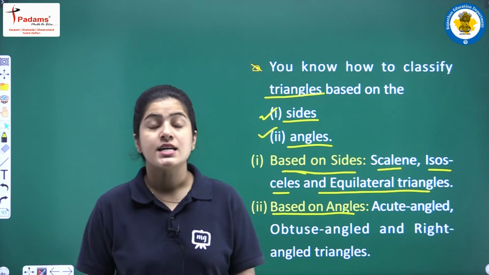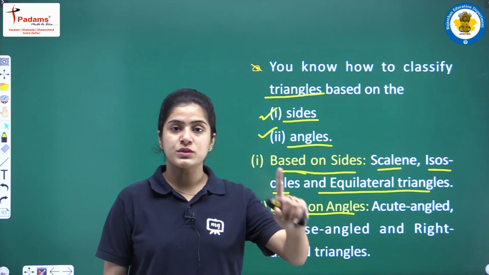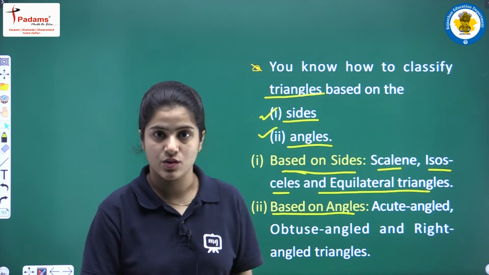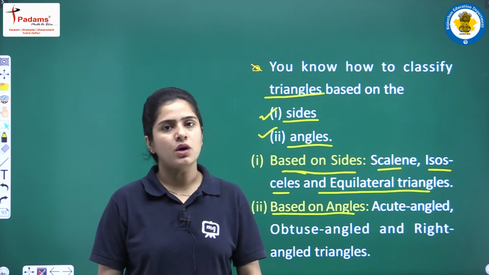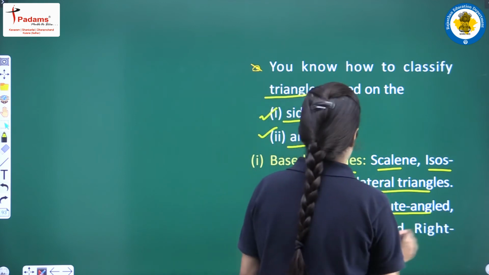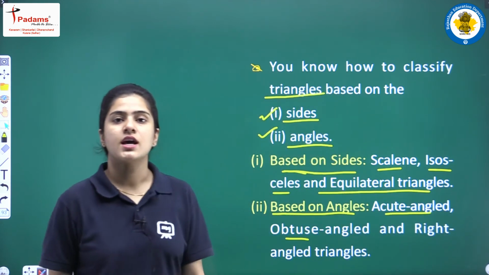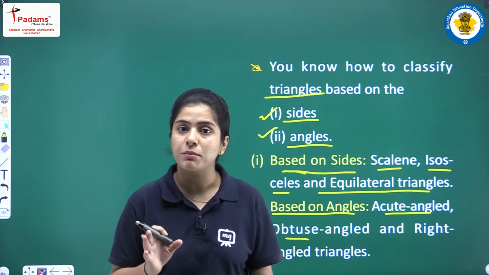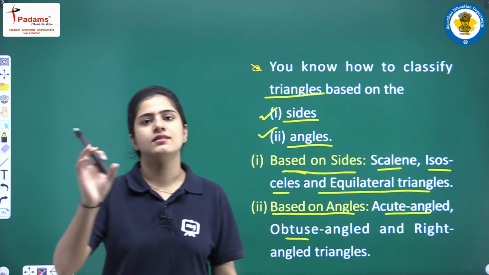So students, triangles are obtuse angle triangle, acute angle triangle, and right angle triangle. Okay students, firstly I'm going to tell you about acute angle triangle. If I'm talking about acute angle triangle, it is very clear from its name.